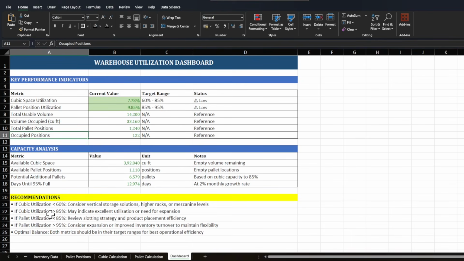If your cubic utilization is greater than 85%, it may indicate excellent utilization or a need for expansion. The same way, if your pallet utilization is less than 85%, then you can review the slotting strategy and the product placement efficiency. And if your pallet utilization is greater than 95%, you can consider expansion or improved inventory turnover to maintain flexibility. So there should be some optimal balance in both types of metrics. Whenever you are talking about warehouse space utilization, these two utilizations should always be in check. So this is how you can create an actionable warehouse utilization dashboard and calculate your warehouse capacity utilization.